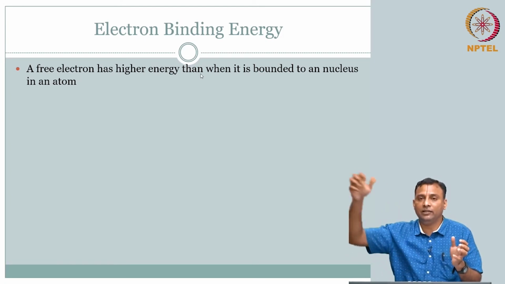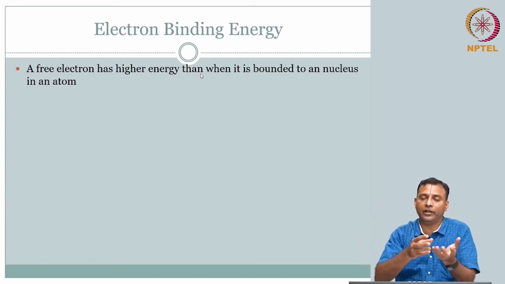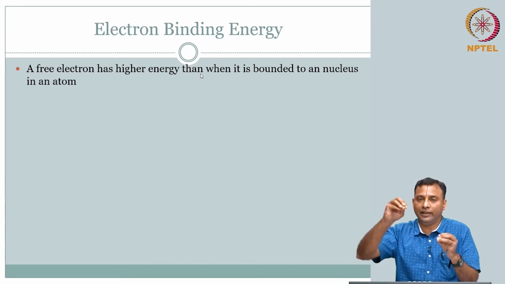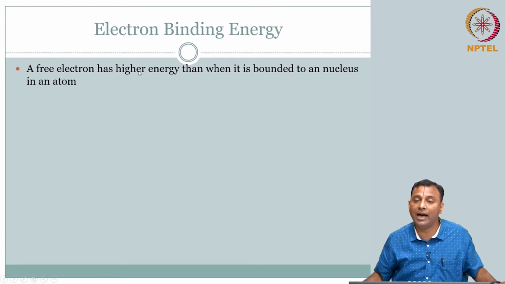So that will be the energy that you supply. Naturally you are supplying more energy to what was the ground state, so the free electron is going to have a higher energy than when it is bound to the nucleus.